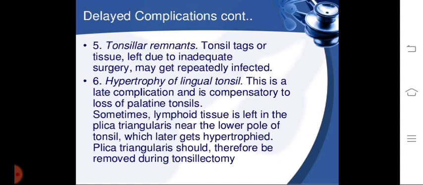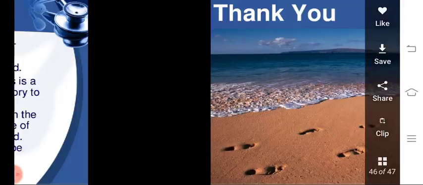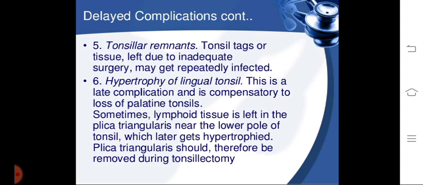Sometimes tonsillar remnants are left which may get repeatedly infected, and there can be hypertrophy of the lingual tonsil as a compensatory mechanism for loss of the palatine tonsil. Sometimes lymphoid tissue is left in the plica triangularis near the lower pole, which later gets hypertrophied. So the plica triangularis should therefore be removed during tonsillectomy. This was the basic general idea which is frequently asked in your examinations during your viva for tonsillectomy.